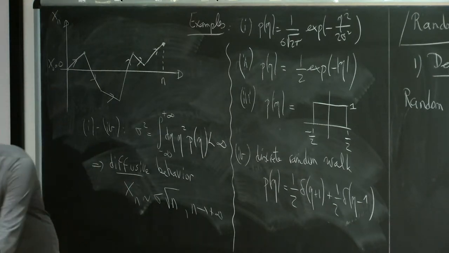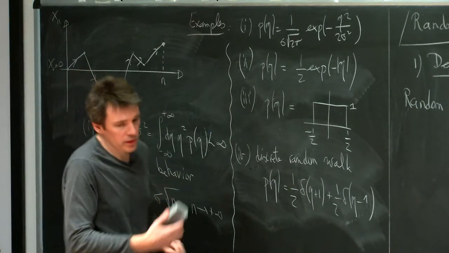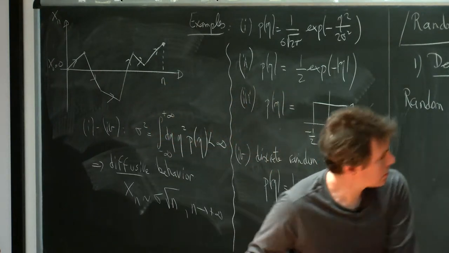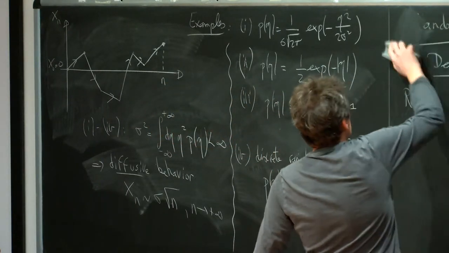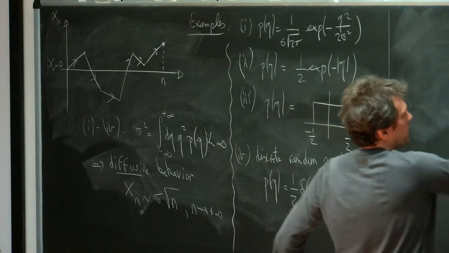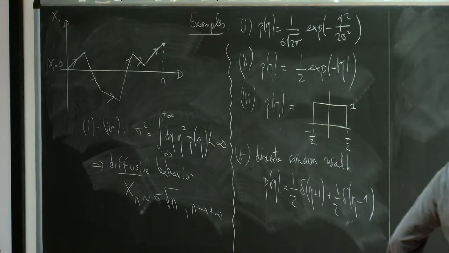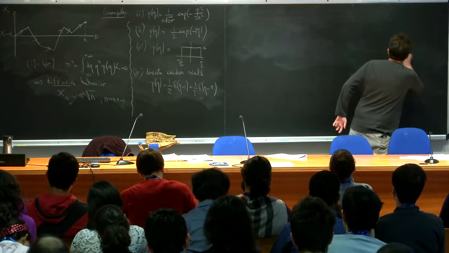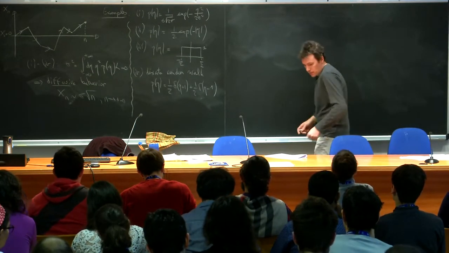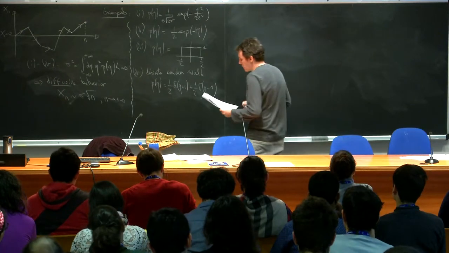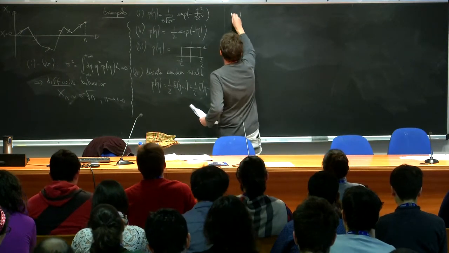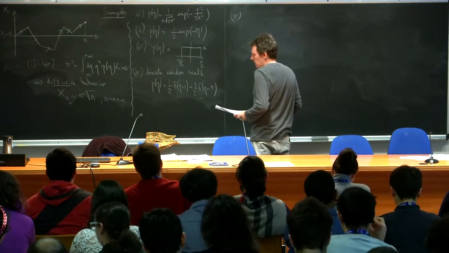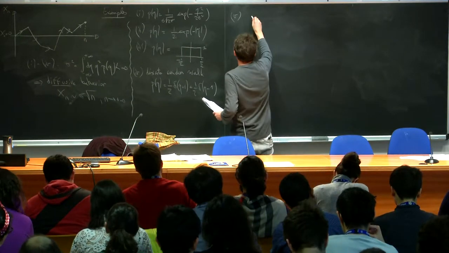Now let's consider another example here of random walks defined by this Markov chain, which differs from all these ones by the fact that the distribution might have a fat tail. So this is the last example, which will be quite important also in this context.